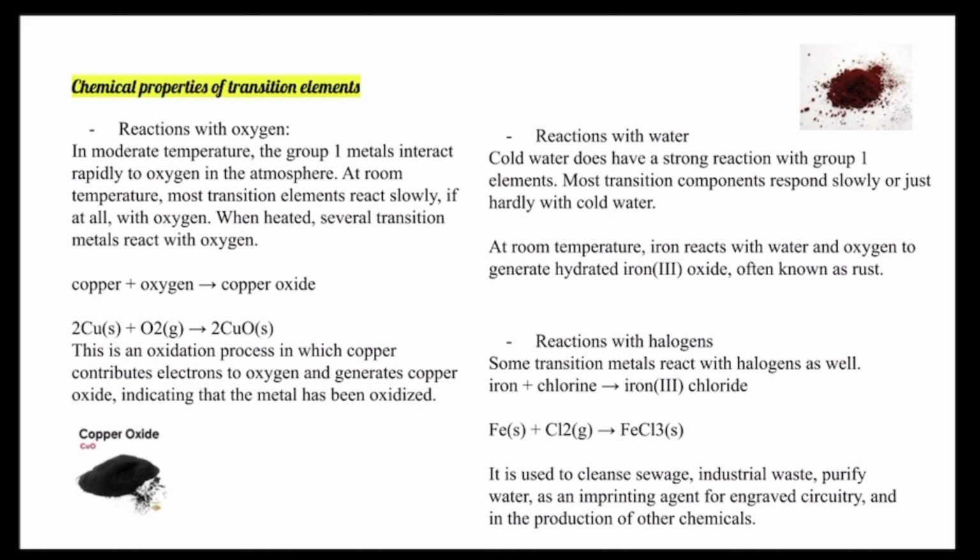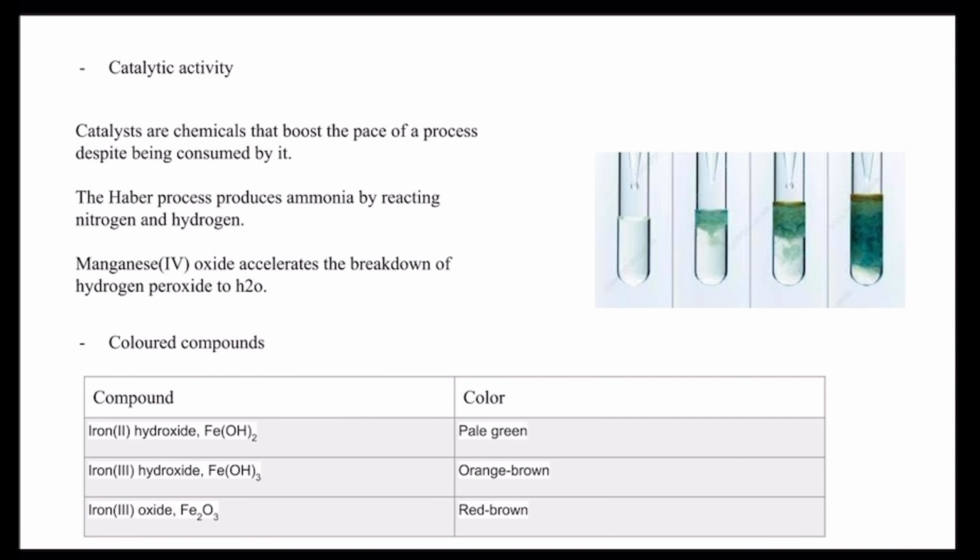And then reaction of halogens. So transition metals react with halogens as well. Iron plus chlorine equals iron chloride. It's used to clean sewage, industrial waste, purify water, and as an imprinting agent for engraving. Basically it purifies water and is used in the production of other chemicals.